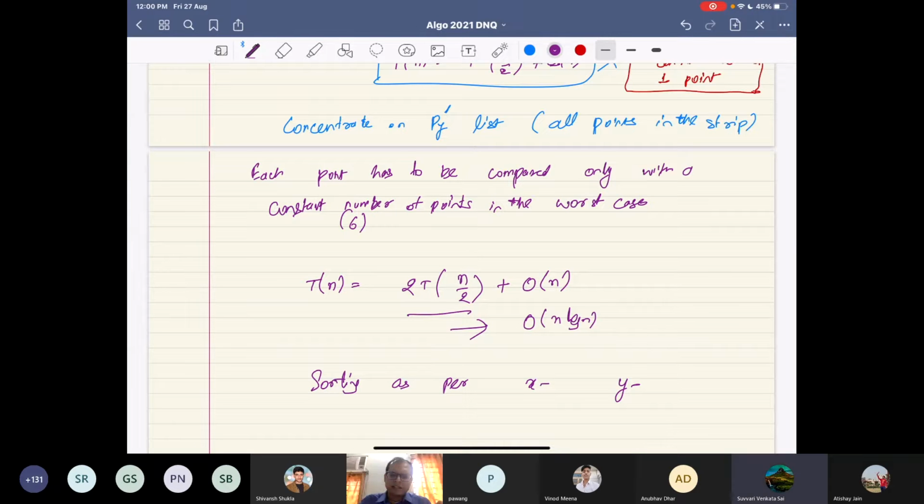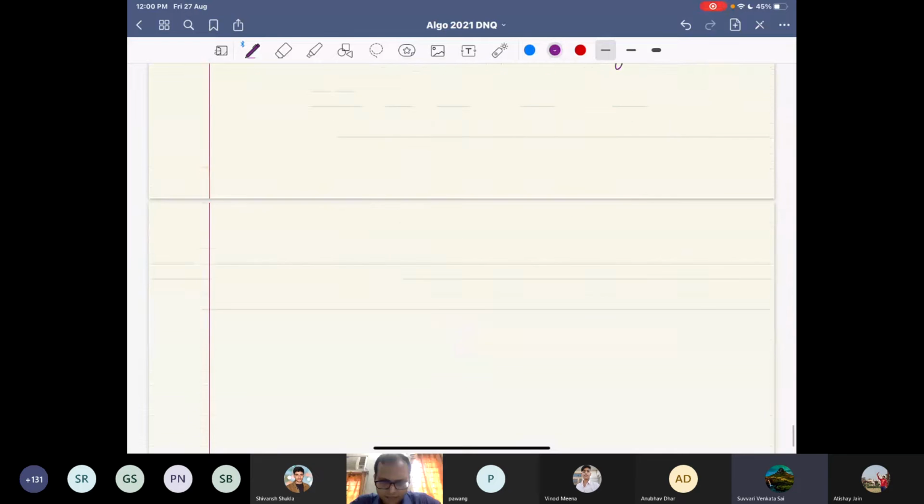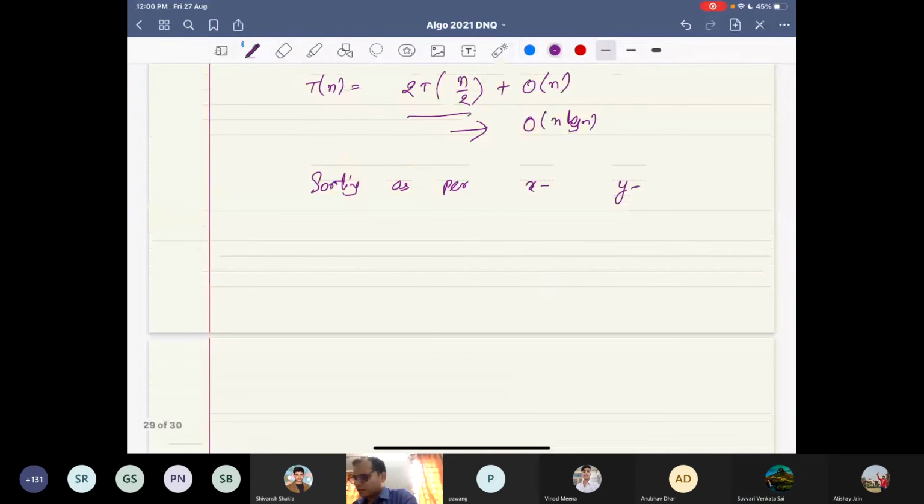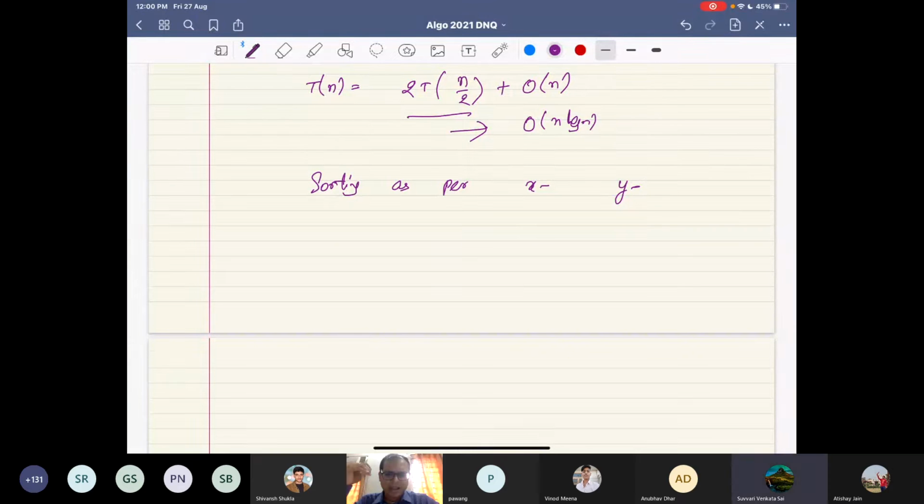Sir, do we need to sort? Yes. I need to sort. In my algorithm, I'm using the sorting. My points should be sorted both as per X and as per Y. Right? So I have two lists, Px and Py. Px is the set of points sorted as per X. Py is the same set of points sorted as per Y. I need to maintain these two lists. And that I can do beforehand.